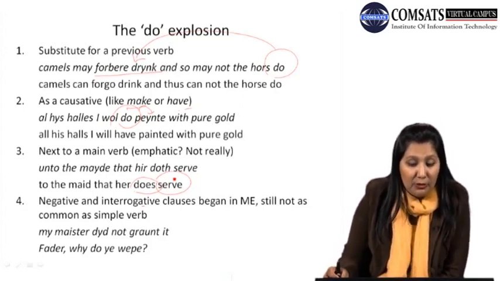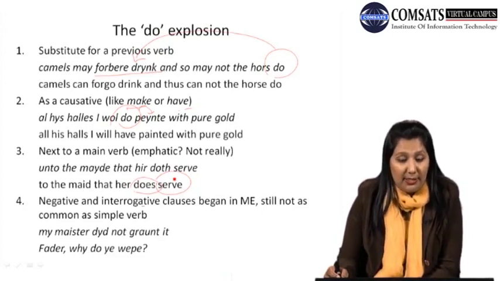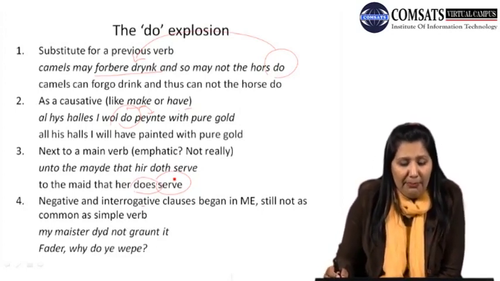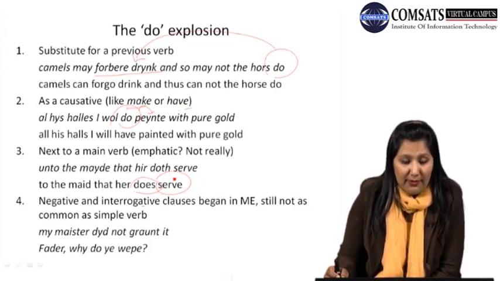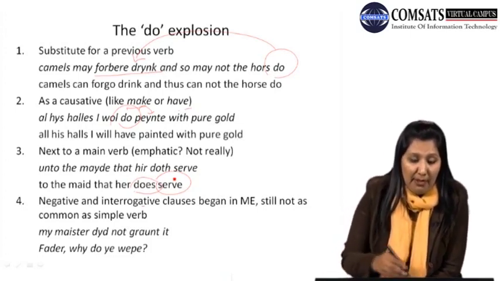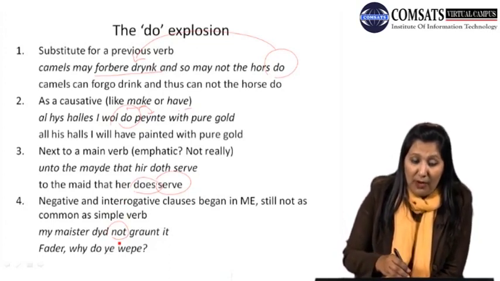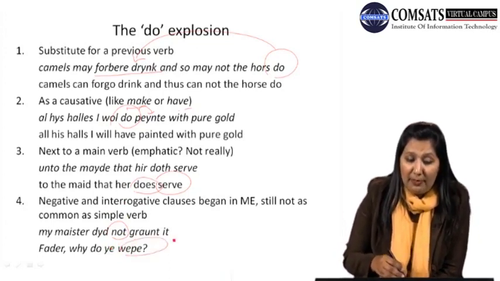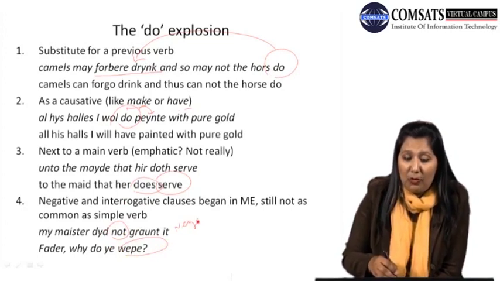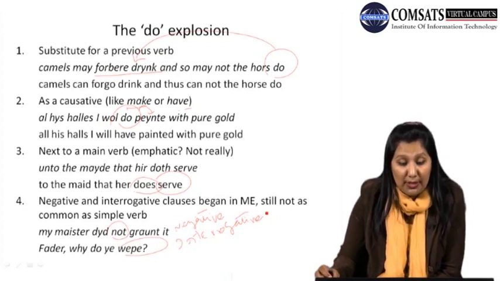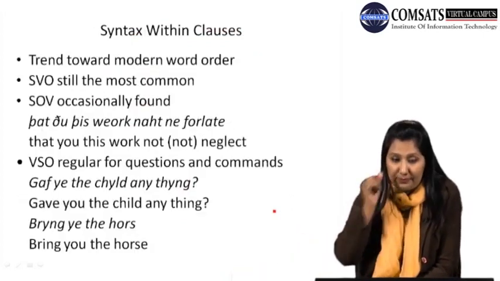Next, negative and interrogative clauses began in Middle English, still not as common as simple verbs. Although they started, they were still not very common. My master did not grant it. Father, why do ye weep? Again, the use of "not": this is a negative sentence. Why do ye weep? The question mark. The first sentence is an example of negative phrases, and the second is an example of interrogative. So we can say that this started at that time.